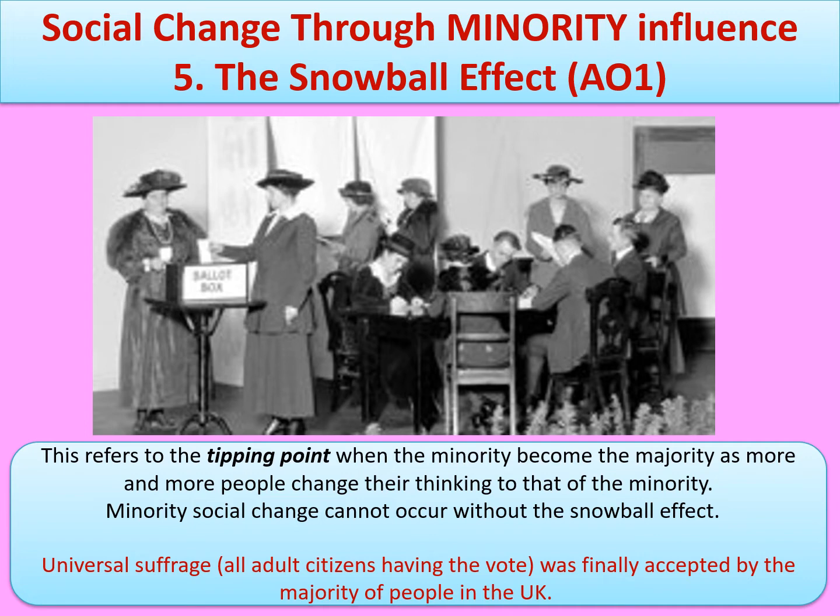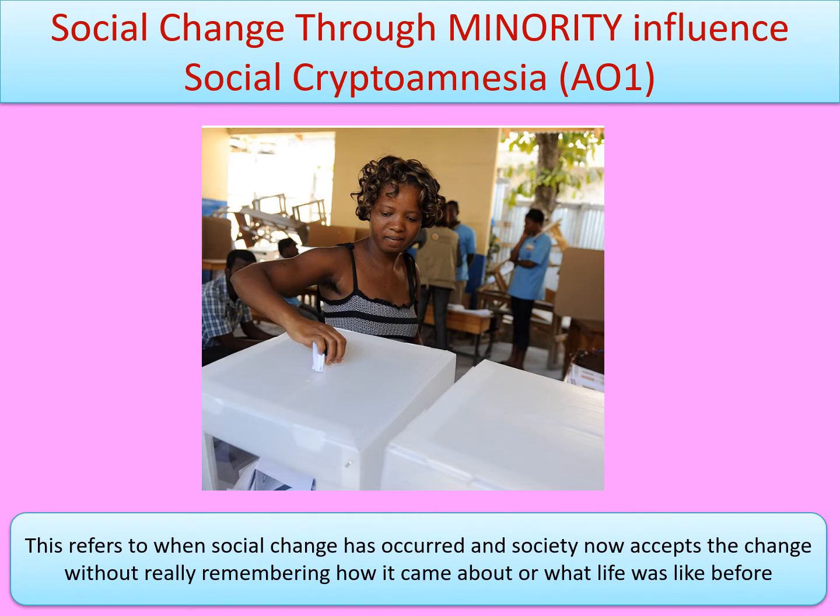Minority social change can't occur without the snowball effect. If you look at that picture there, that's actually a picture of women practicing how to vote because they'd never done it before and didn't know how to. But universal suffrage, so all adult citizens having the right to vote, was finally accepted by the majority of people in the UK, and so the values, the attitudes, the behaviours and the laws changed so that women could vote. And so that was the last stage. And the final stage is part of that actually.